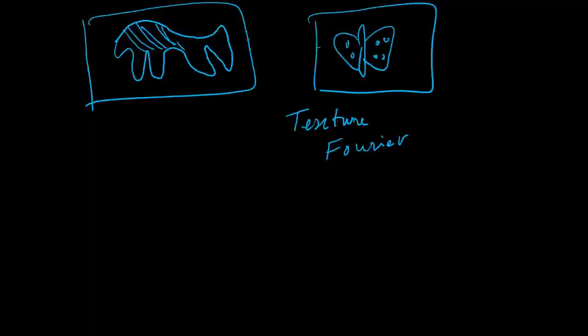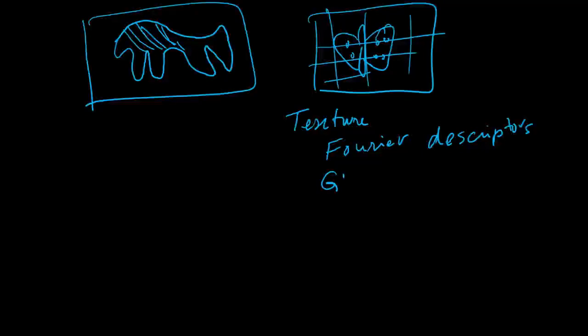So basically we take a two-dimensional Fourier transform of the image, and if there is a particular repeating pattern, we will see a spatial frequency will have a large power value, and that will give us some idea of what the texture in the image is like. So we can use Fourier descriptors, or we can use something along the lines of a GLCM, gray level co-occurrence matrix.